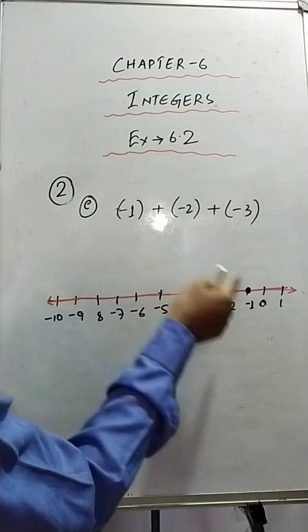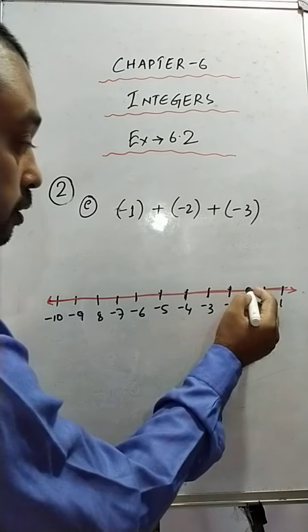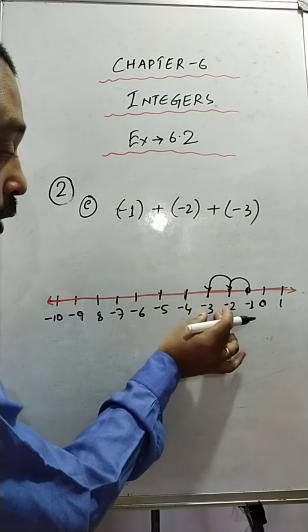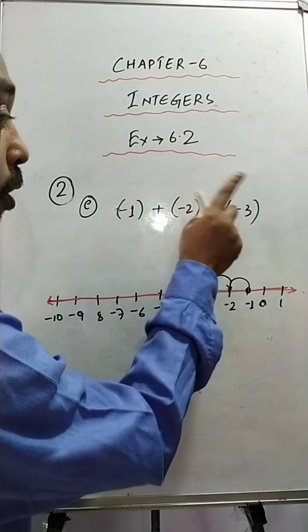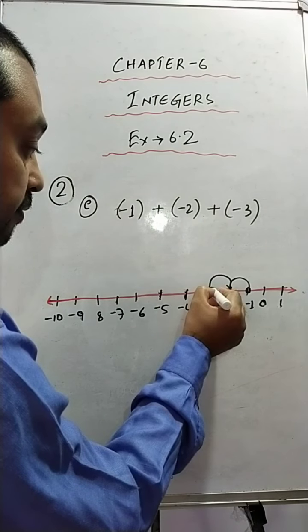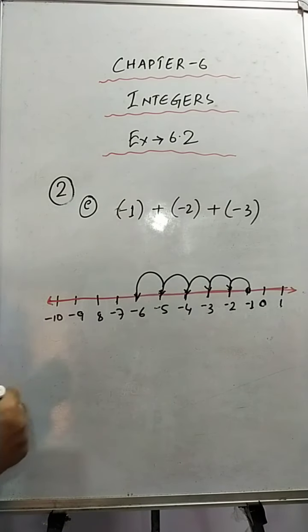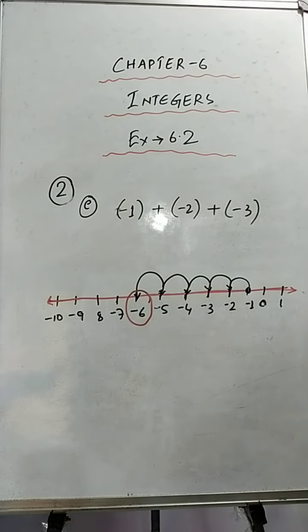Now which side do we have to move? Towards the left hand side, because the very next number is carrying a minus sign. And how many numbers do we have to move? 2. So 1, 2. Now we have reached minus 3. From here again we have to move 3 more numbers towards the left hand side, because the next number is also carrying a minus sign. 1, 2, and 3. So minus 6 is our required integer. The rest of the sums which I have not done would be your homework, students. Now let's move on to sum number 3.